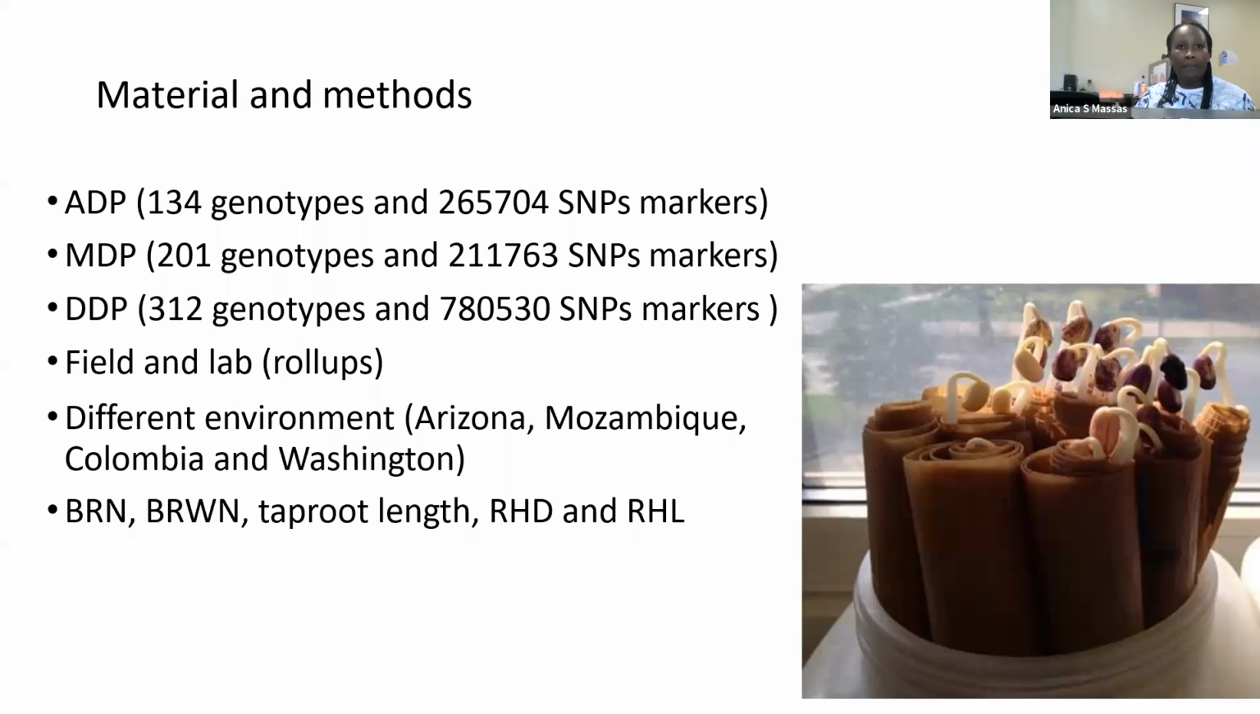So we had 130 genotypes for ADP, Andean diverse panel, 200 for Mesoamerican diverse panel, and 300 for Durango diverse panel. We grew them in the field and in the lab, rolled labs. And in the field, we had different environments: Arizona, Mozambique, Colombia, and Washington state. We sampled them for 5 traits: basal root number, basal root whorl number, taproot length, root hair density, and root hair length.